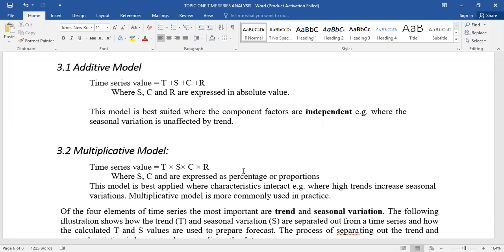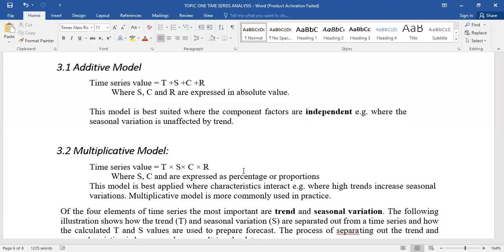But in this case, the seasonal and the cyclic are expressed as a percentage or proportion. So this model will be applied when we have a high increase in trend and seasonal variation. And we'll come to the examples and see as we put this into practice.